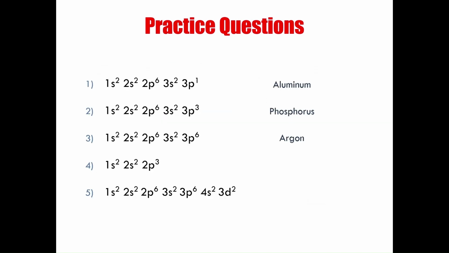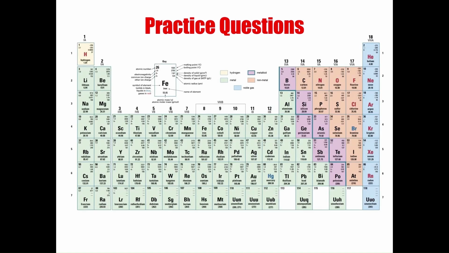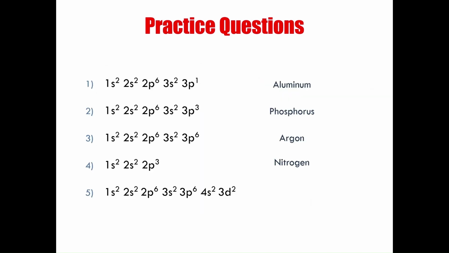For the 4th question, 2p3. Let's move now to the second energy level, and we are looking for the third electron in that p orbital, so boron, carbon, nitrogen.